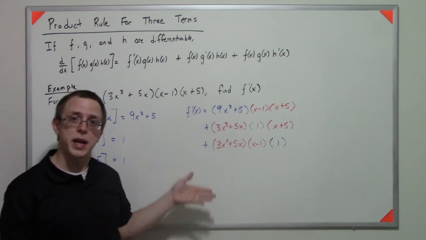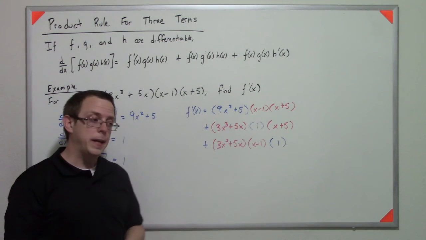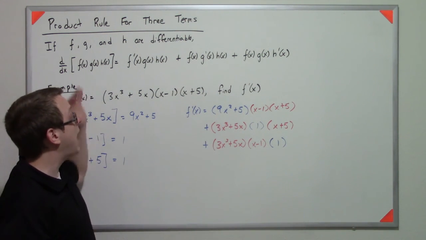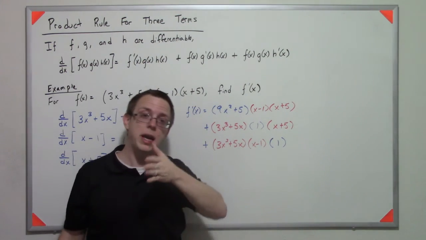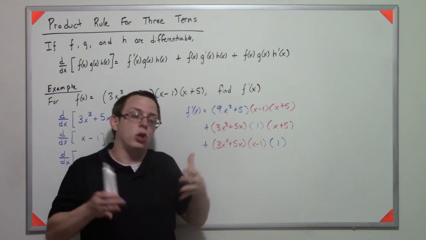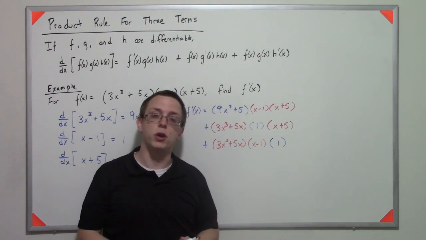And I'm not going to multiply this out, but you sure could, and really that's how you do the product rule for any number of terms. It just gets larger and larger the more functions you multiply together.